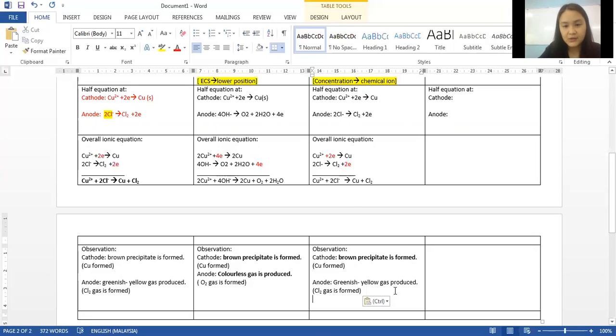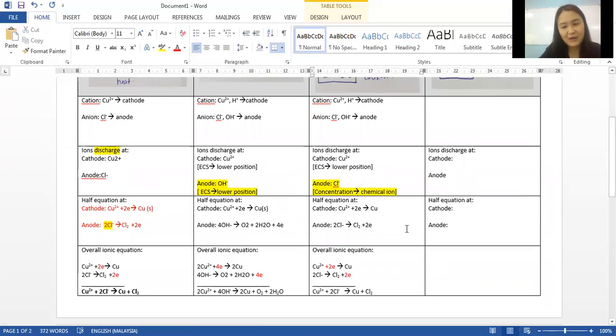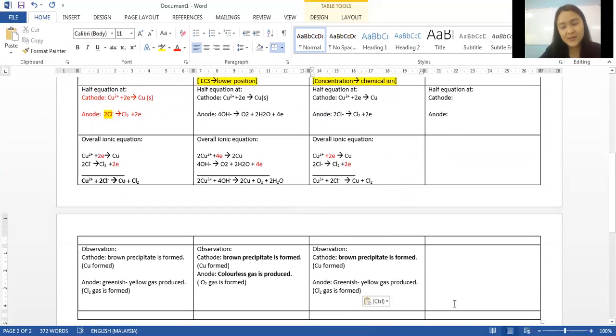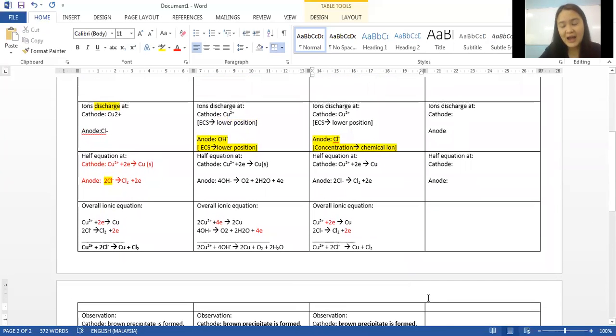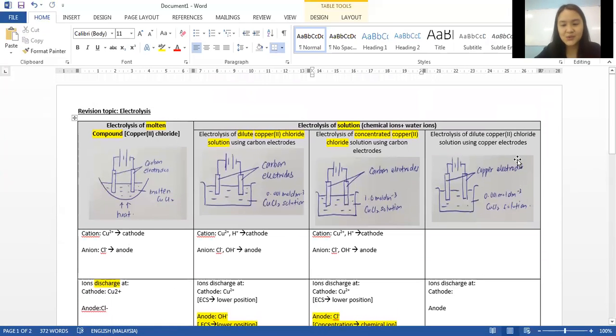So you can see whenever you make a different choice, your half equation will be different, your overall equation will be different, your observation will be different. So whenever you need to choose these ions to discharge at the anode and cathode, you have to be very, very careful. Just follow the rules that I've mentioned, and if you do it slowly, you can avoid making careless mistakes. All right, so we have one more to go, the last one.